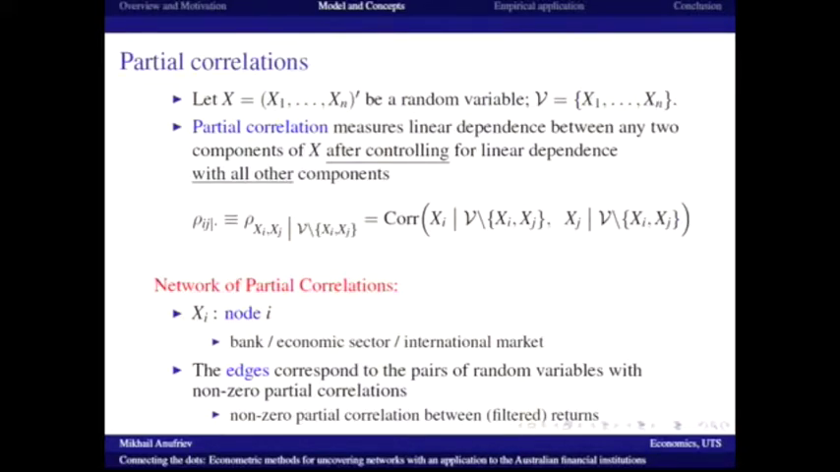So in order to think about a network, it seems more natural to condition on all the rest, so that the correlation between the two entities would just measure the linear dependence between them, conditioned on all the rest. Of course, the total effect will be measured by the usual correlation, but the partial correlation will measure this conditional effect. I will use this notation, rho ij, as short notation. That's the definition of partial correlation. Then the network which you will see will have nodes. The nodes will correspond to the returns, xi, and the edges will correspond to those nodes which have non-zero partial correlation between them.